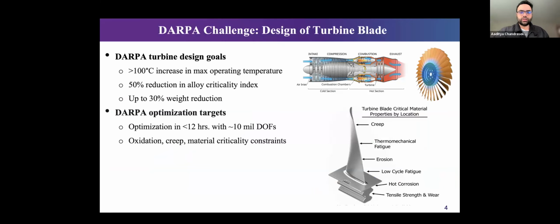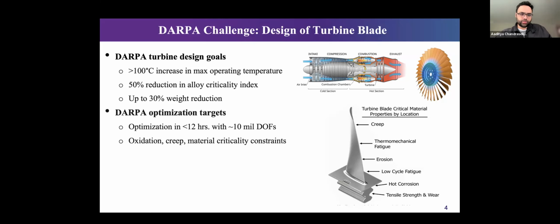This is a DARPA challenge on the design of turbine blades, part of the METALS project. Their design goal is essentially to come up with turbine blades and turbine rotors where they want to go for about a 100 degree increase in temperature, while reducing critical material by 50%. These are things like titanium and so on, where you really don't want to use more of these critical materials in your designs, given a lot of issues going on globally, as well as for weight reduction and so on. So that's the broader motivation, and this is their design goal.